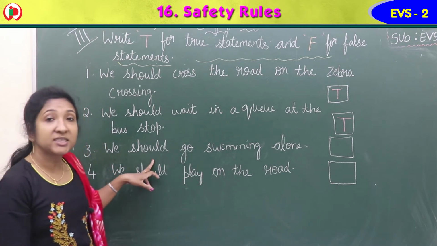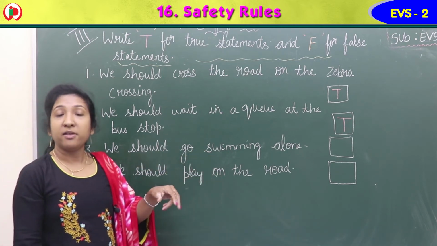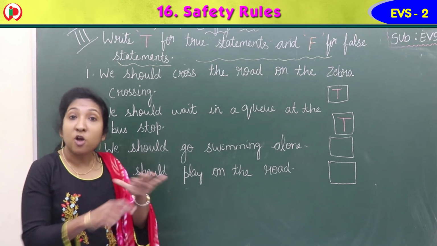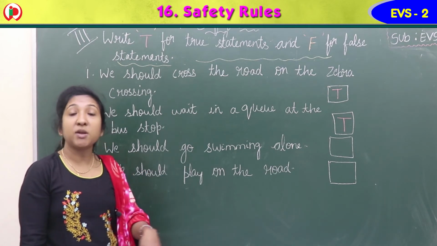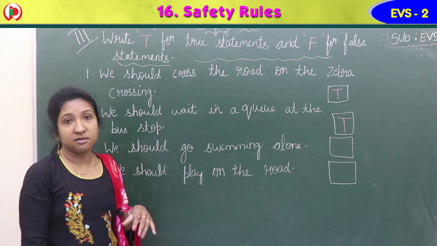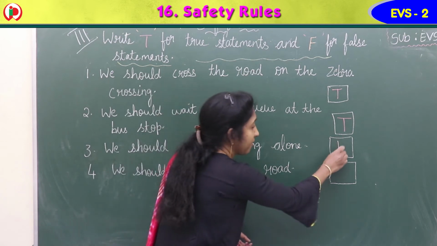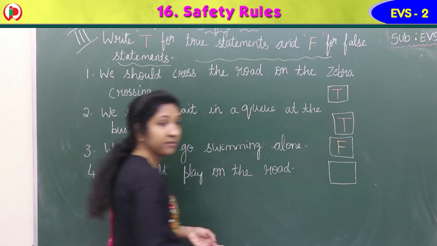So, here what is the statement given? We should go swimming alone. The statement is wrong, or we can say the statement is not correct. The statement is false. So, write F. F in the square box. Here you have to write F.